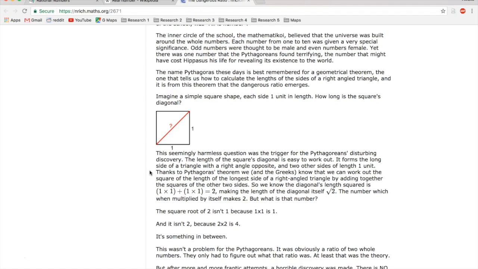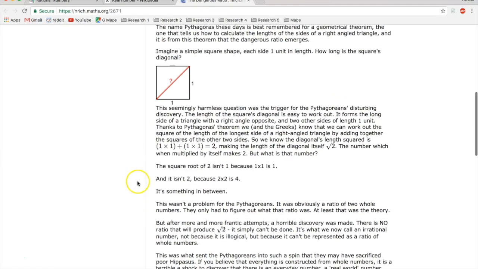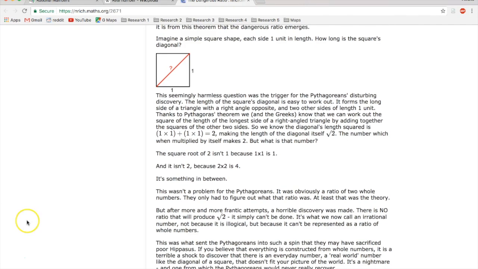Thanks to Pythagoras' theorem, we and the Greeks know that we can work out the square of the length of the longest side of a right-angled triangle by adding together the squares of the other two sides. So we know the diagonal length squared is 1 times 1 plus 1 times 1 equals 2, making the length of the diagonal itself the square root of 2. The number which, when multiplied by itself, makes 2. But what is that number? The square root of 2 isn't 1, because 1 times 1 is 1, and it isn't 2, because 2 times 2 is 4. It's something in between.